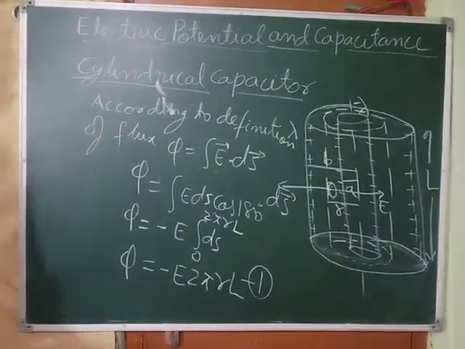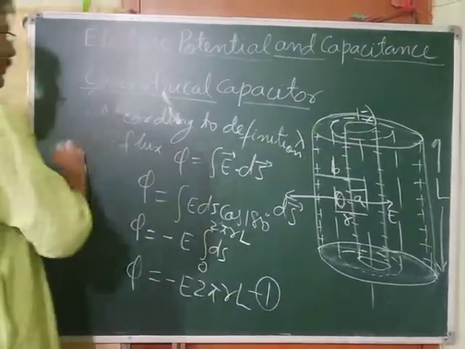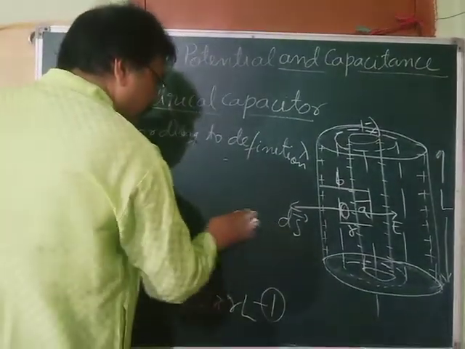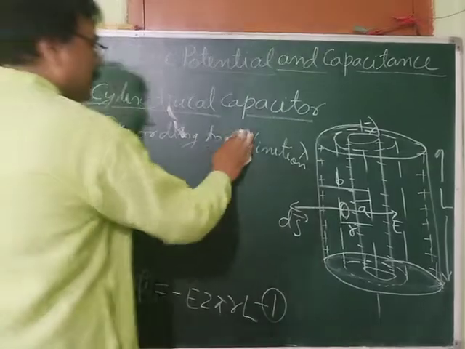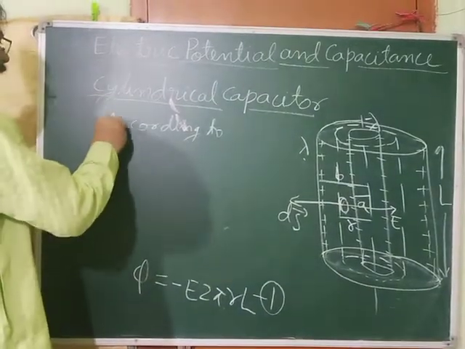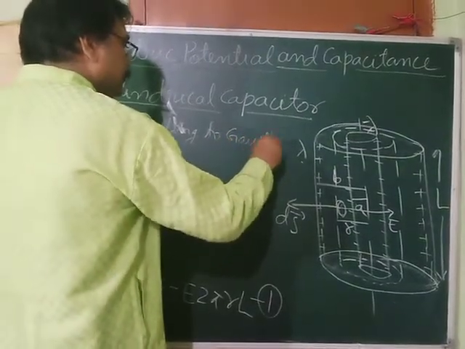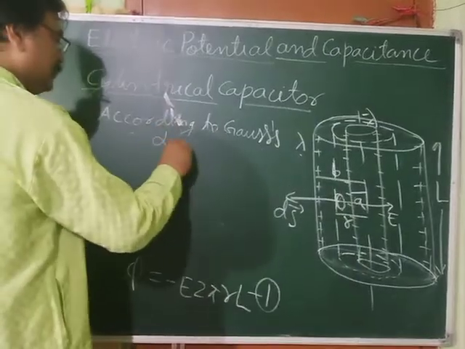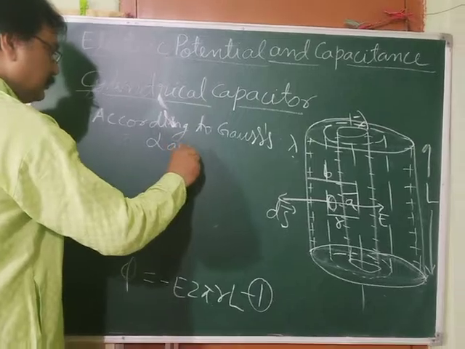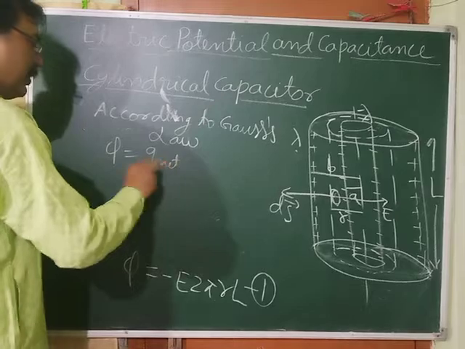Now I can remove this upper part. I will leave just the last one, equation number 1. According to Gauss's law, what can we write? Phi is equal to Q net by epsilon naught.